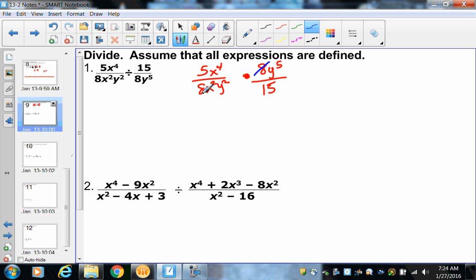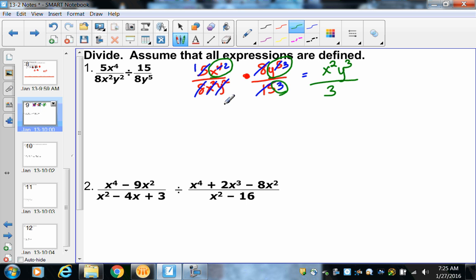The 8 here cancels with the 8 here. X to the fourth and x squared, if I subtract them, is going to leave me with x squared up top, and the squared on the bottom is going to cancel. 5/15 reduces to 1/3. Y to the fifth and y squared, the squared on the bottom is going to cancel and leave me with a 3 up top. So now when I multiply straight across, I have x squared, y to the third, and on the bottom, I have the 3.